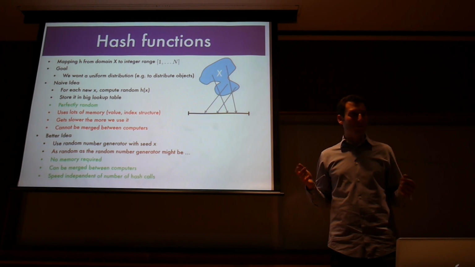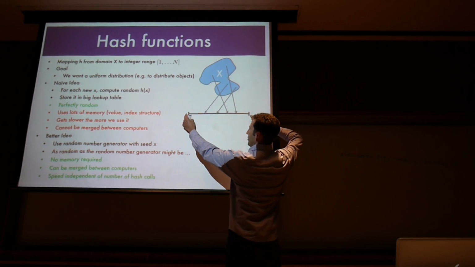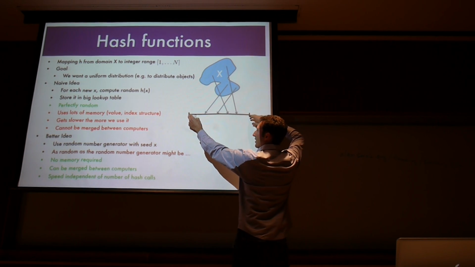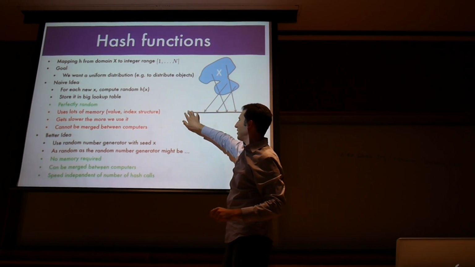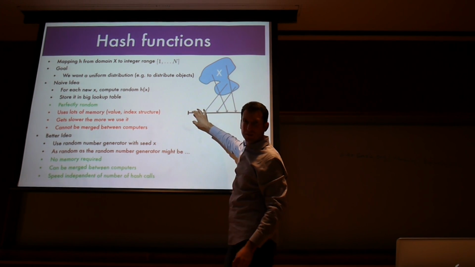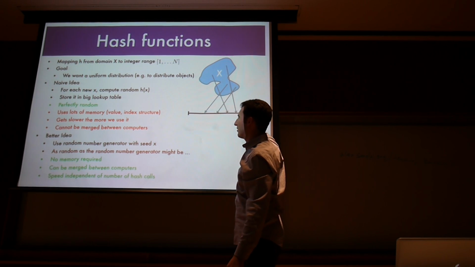For instance, if I want to distribute objects over machines, I could take this range here, partition it into intervals corresponding to each machine, and then the machine is assigned based on the interval. This would be a very simple random partitioning scheme. It's not a very smart one, but you could do that.